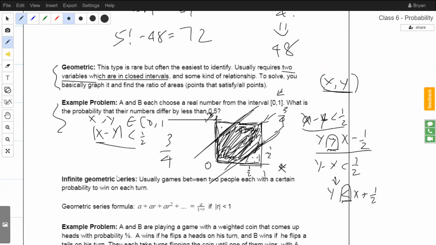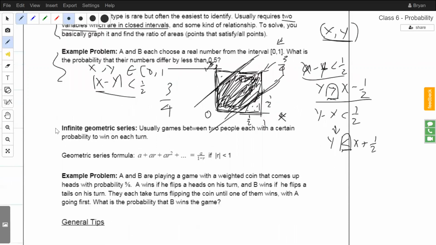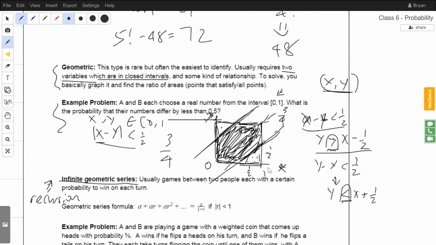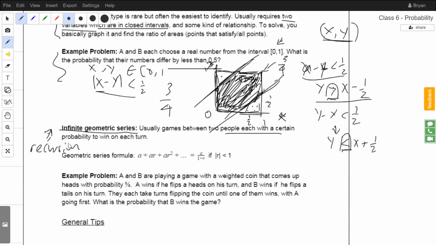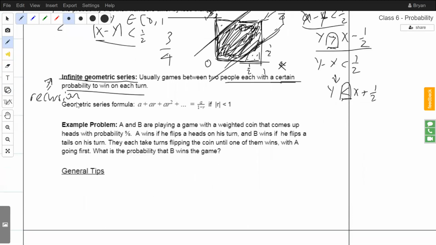And the last type I want to talk about is infinite geometric series, or I think a better name, or what's slightly different, would be a recursion problem. Well, in this specific case, in the challenge problems at least, it'll be a game between two people, and each with a certain probability to win on each term. But it can actually be a lot more things, and I'll give an example later. But first, I just want to talk about the geometric series formula.